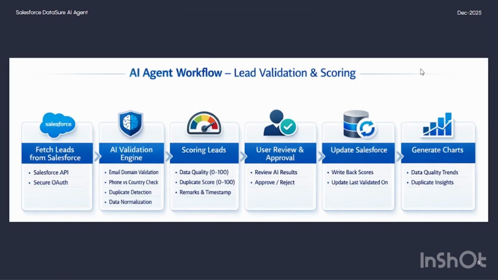We are now going to see the workflow of the AI agent. The first stage is fetching the leads from Salesforce using API. Then there is a component, the AI validation engine, which performs email, phone, and other data validation, identifying data quality issues and duplicates. We are going to see that in detail in the next slide. Then it calculates the scoring of the data, a data quality score and a duplicate score, along with a validation remark and timestamp.